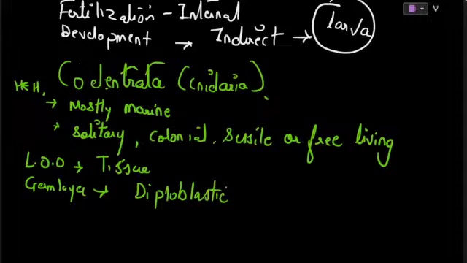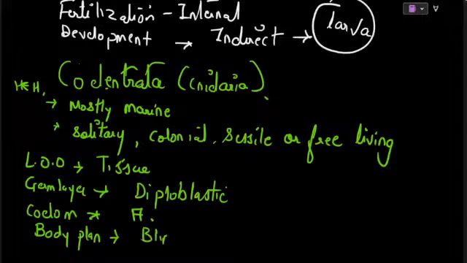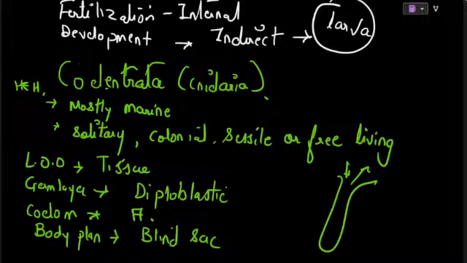Next, coelom. They are acoelomate. Next, what about body plan? Blind sac. What do you mean by blind sac? Blind sac means a single opening which acts as both mouth and anus. Correct? Next, symmetry. So they are radially symmetrical. What do you mean by radial symmetry?